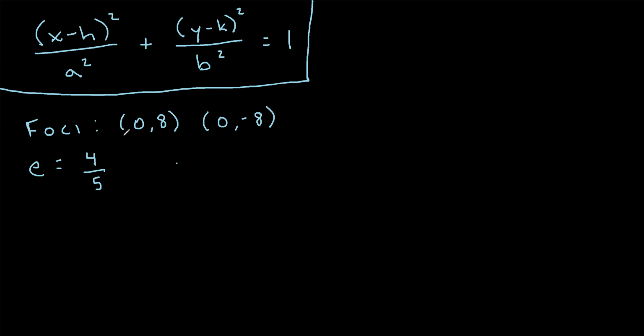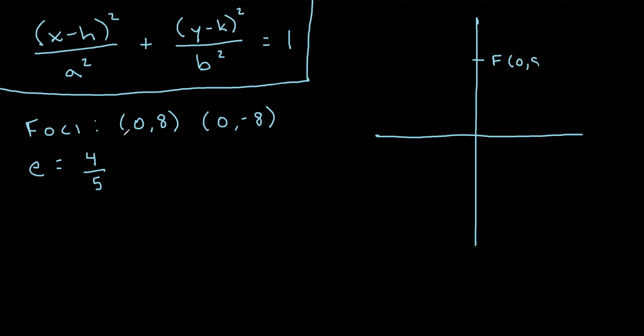Let's say we're told that some ellipse has the foci located at (0, 8) and (0, -8). And let's say we're told that the eccentricity of this ellipse is 4/5. So it helps if we can create a quick sketch to visualize this situation. So the foci are (0, 8). So we'll say here's one foci at (0, 8), and the other one is (0, -8).